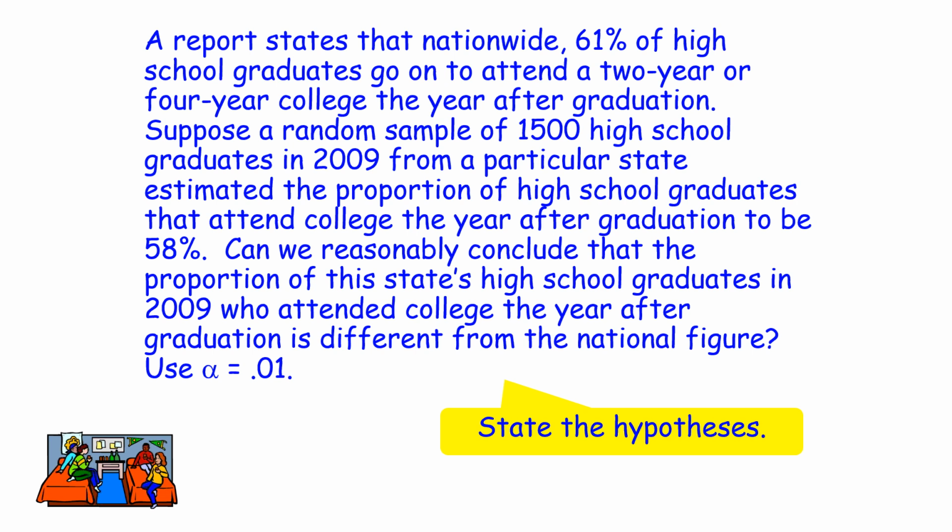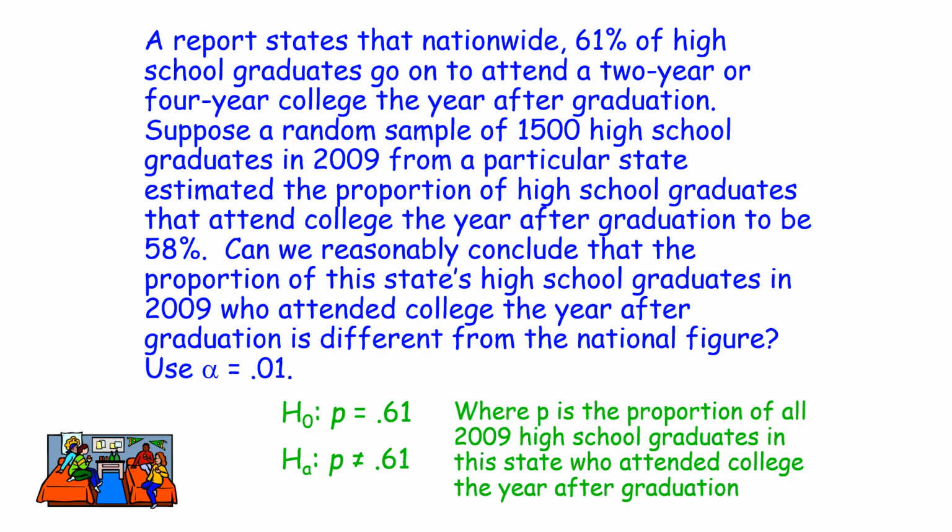So first we'll state the hypothesis. Our null hypothesis is that p equals 0.61, and our alternative hypothesis is that p does not equal 0.61. p is the proportion of all 2009 high school graduates in this state who attend college the year after graduation.